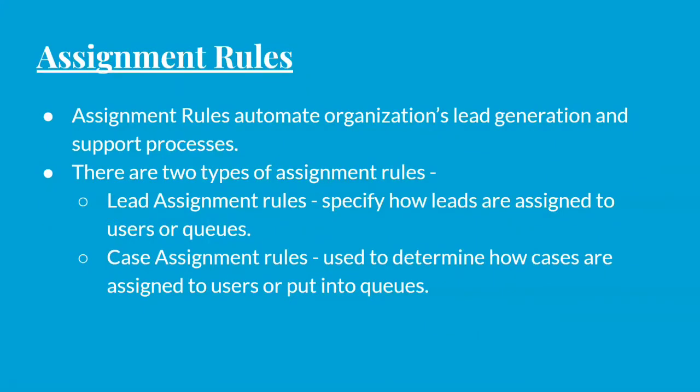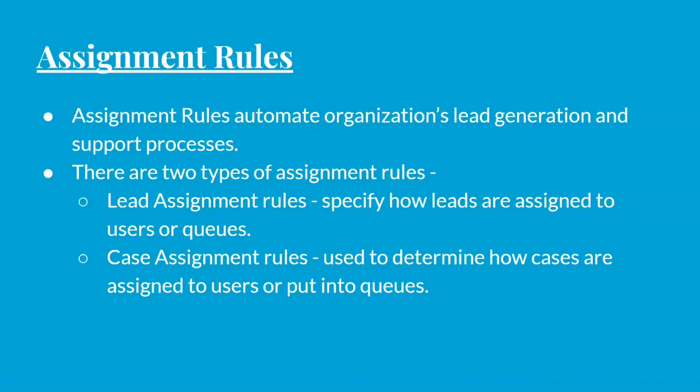So assignment rules automate organizations' lead generation and support processes. It helps you automate these processes, because whenever a lead or case comes in, if you have set up the rule, you need not worry every time about assigning it to a particular person or the correct team, because the rules are already laid out. Based on the rule criteria, it will just pick up the lead or case accordingly and assign it to the assigned team or assigned person.